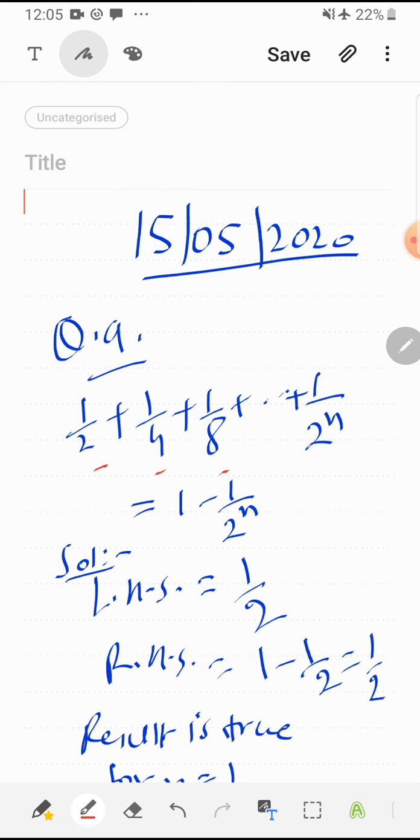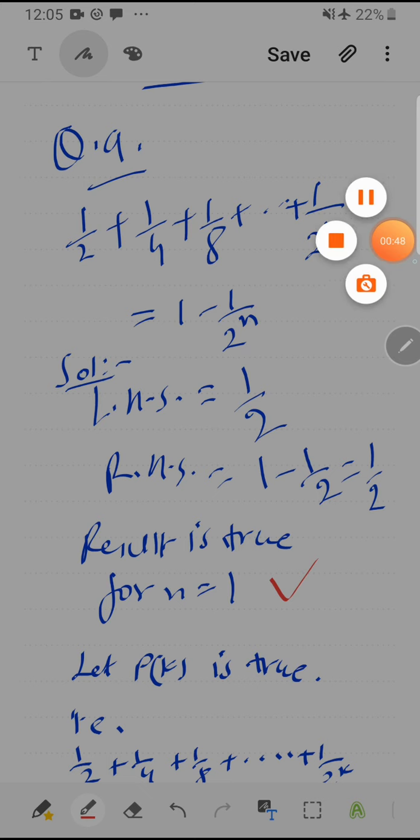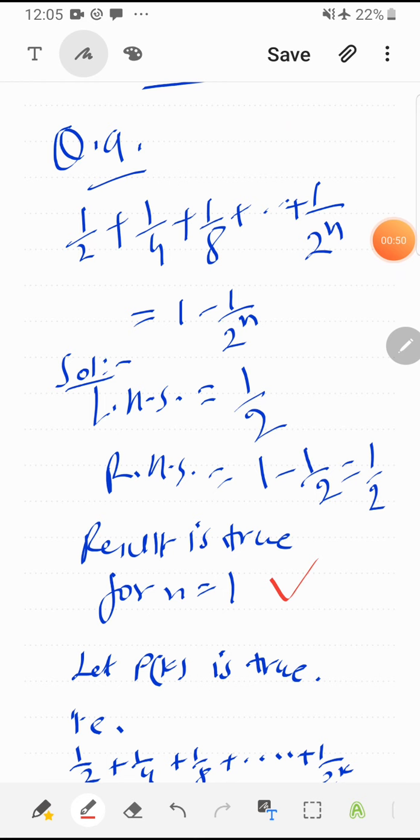1 by 8 and so on up to 1 by 2 raised to the power n is 1 minus 1 upon 2 raised to the power n. So here the left hand side is 1 by 2 and the right hand side is 1 minus 1 by 2, putting n is equal to 1. So it becomes half. So the result is true for n is equal to 1.